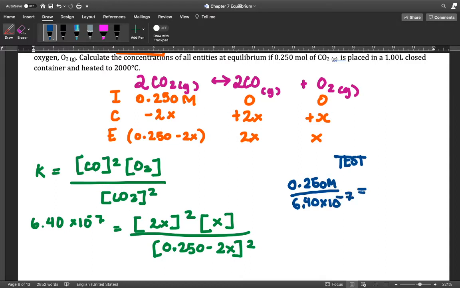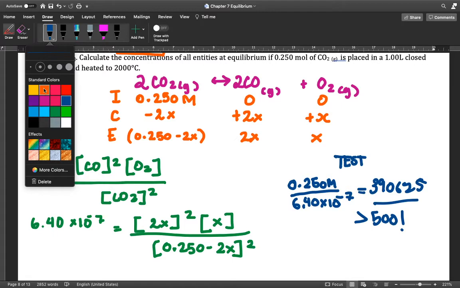So when I divide these two, 0.250 divided by 6.4 times 10 to the power of negative 7, I will end up with a number that is way larger than 500. I get 390,625, right? So this is greater than 500. So what can we do when we know that those two numbers, when you divide them, it's greater than 500? I can get rid of whatever the change is there.